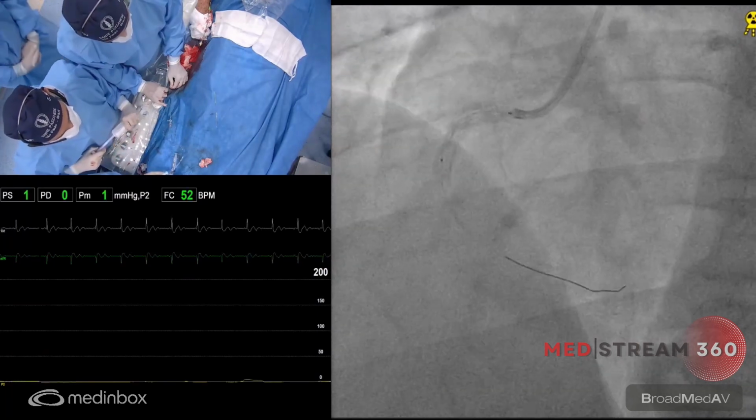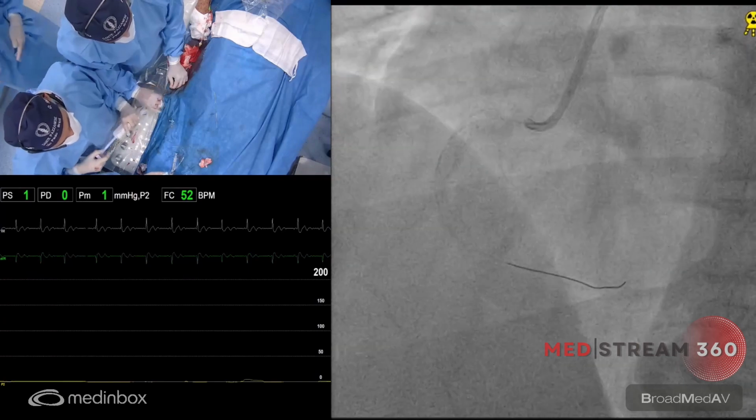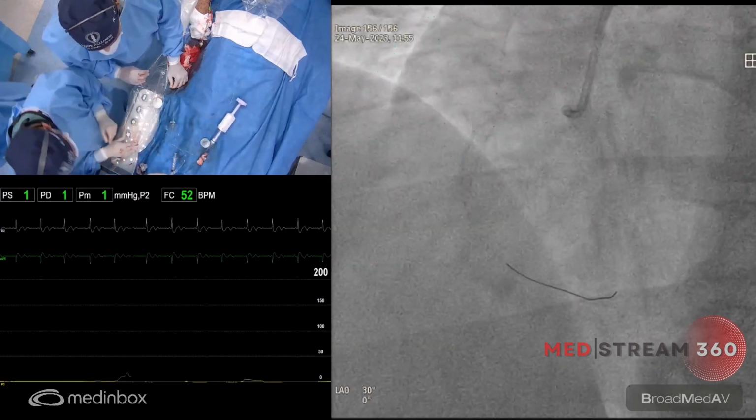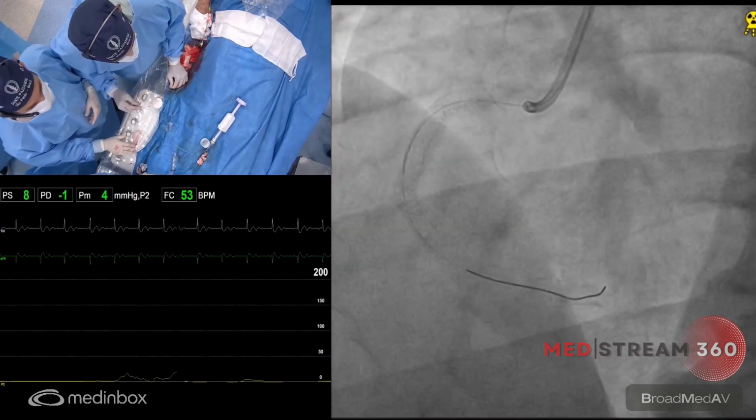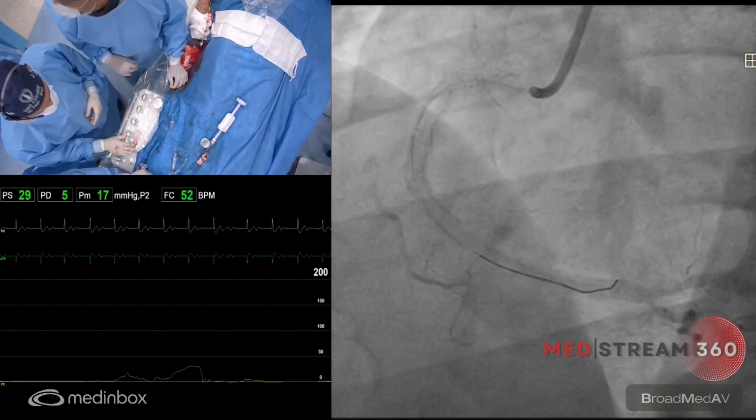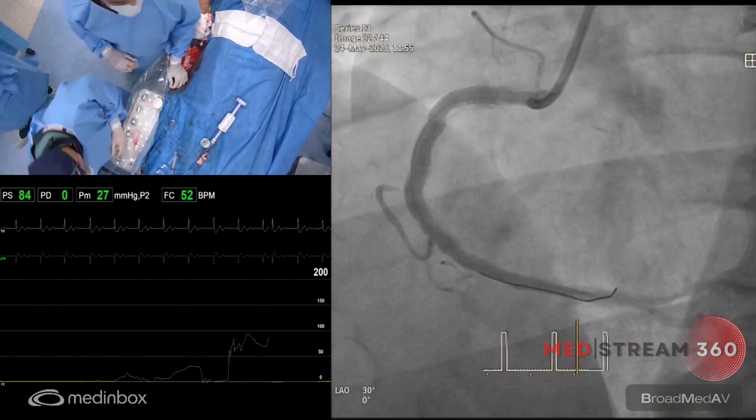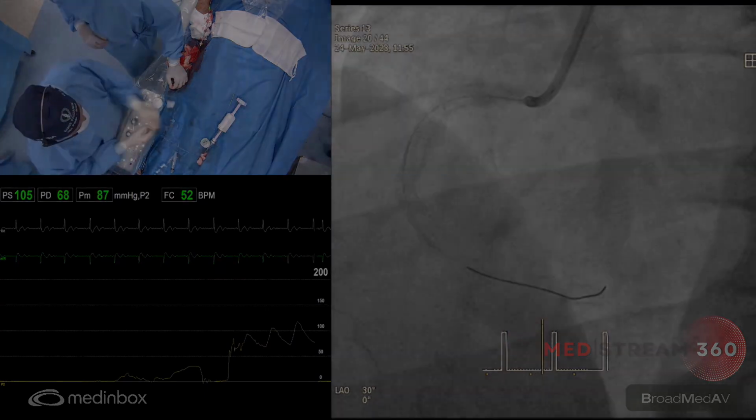So this is a heavily calcified lesion that was treated with predilatation, IVL catheter, IVUS, and also finishing with a good mother and child technique. I think we are quite satisfied with this.